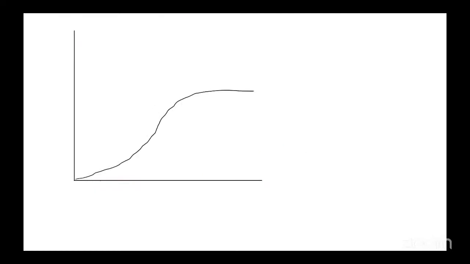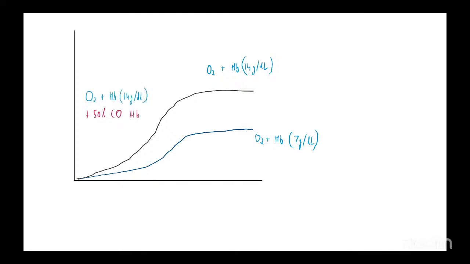You can see here, this is the oxygen hemoglobin dissociation curve. Usually when there is less hemoglobin in anemia, you'll see a shift to the right. But instead, at 14 gram per deciliter, no anemia, but 50% carbon monoxide is there, you'll see instead a shift to the left. That is because of the difference in the affinity as a result of that.